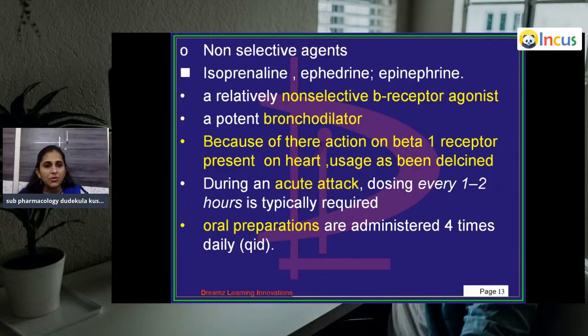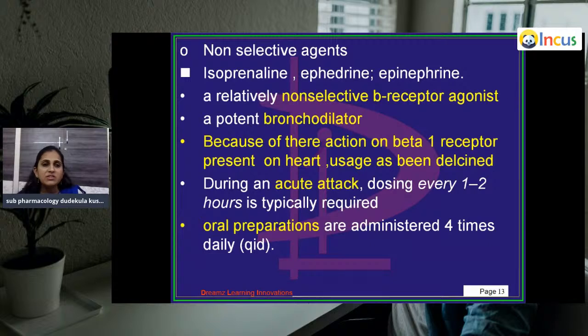Now, non-selective sympathetic agents. As the name indicates, they are non-selective, meaning they act on the sympathetic system. What are the sympathetic receptors present in our body? Alpha 1, alpha 2, beta 1, beta 2, beta 3. Non-selective agents act on all receptors, so these drugs are not used nowadays. Only ephedrine is used, in the acute stage itself.